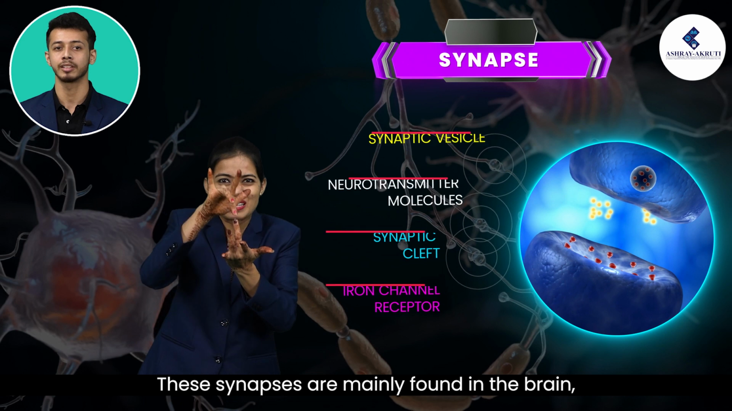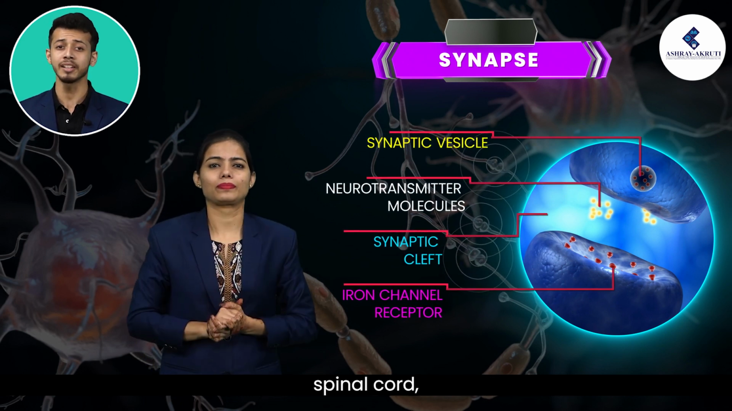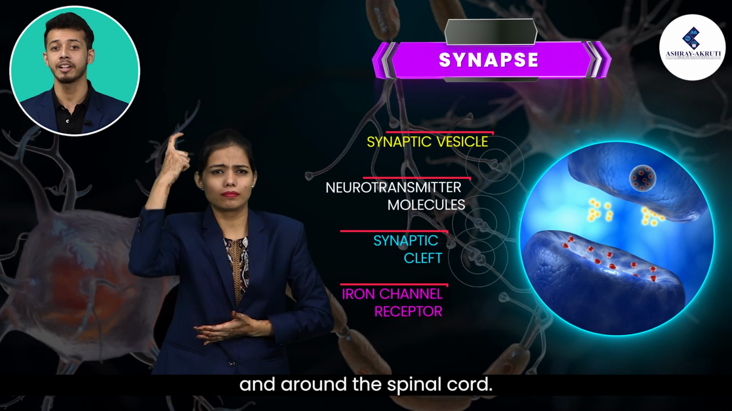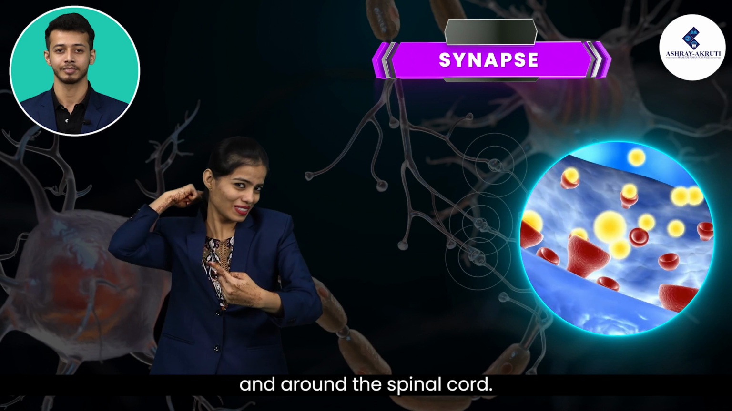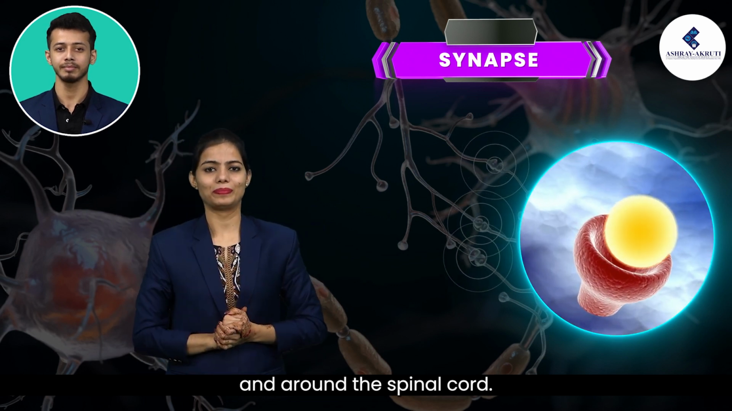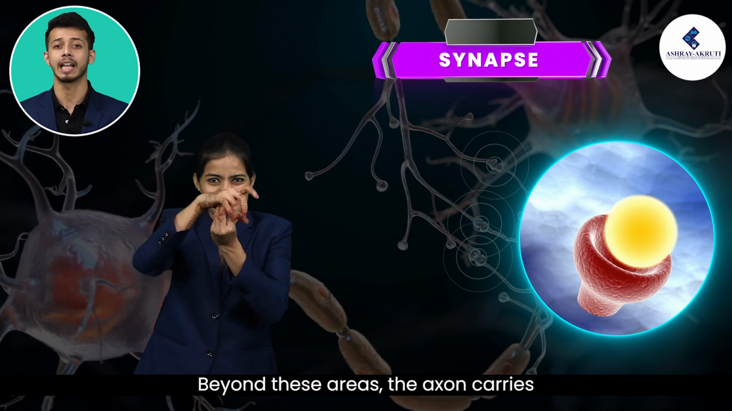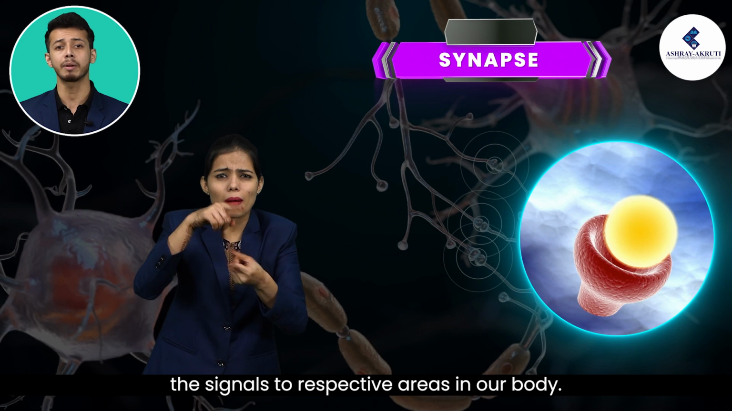These synapses are mainly found in the brain, spinal cord, and around the spinal cord. Beyond these areas, the axons carry the signals to respective areas in our body.